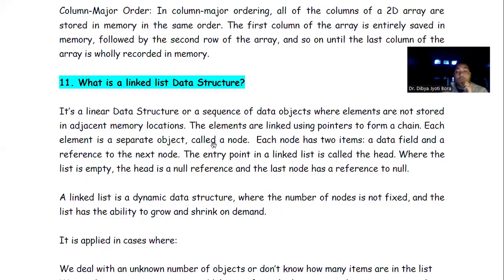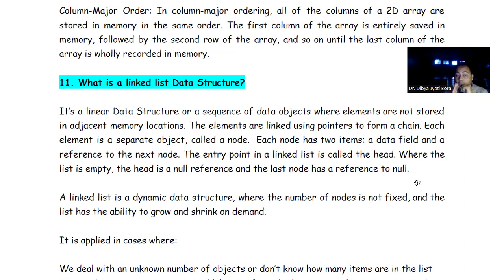Got it, so a linked list is a kind of linear data structure, but remember, elements are not stored in adjacent memory locations because here we are using pointers to form a chain. Each element is a separate object called a node. Each node has two items, a data field and a reference to the next node. The entry point in a linked list is called the head. When the list is empty, the head is a null reference, and the last node has a reference to null.